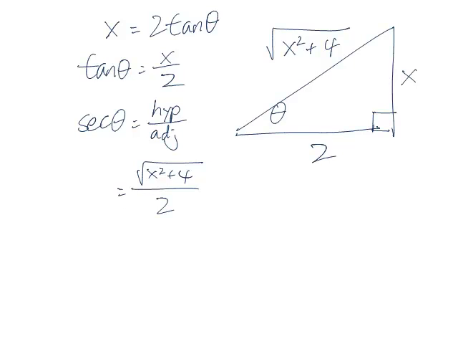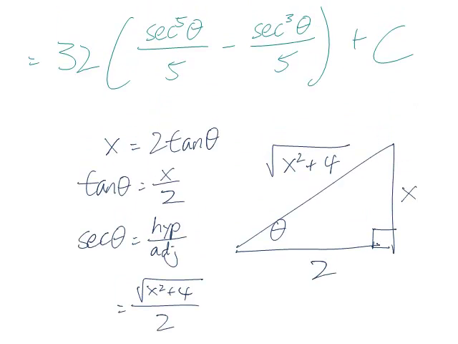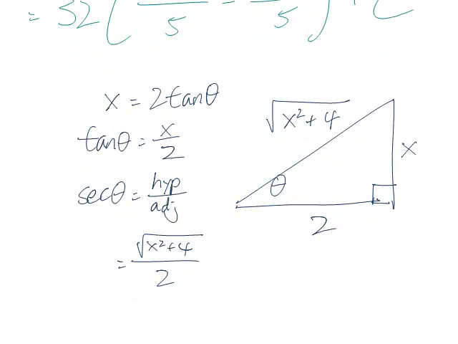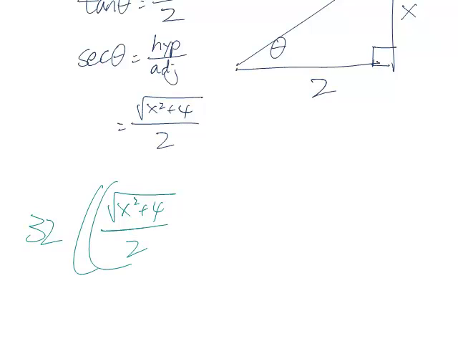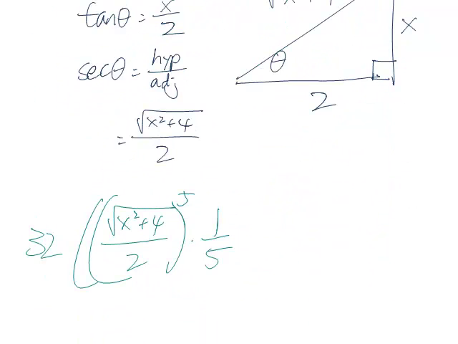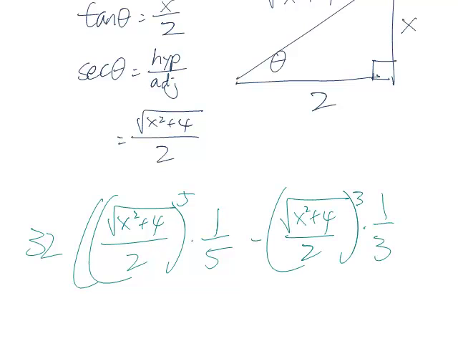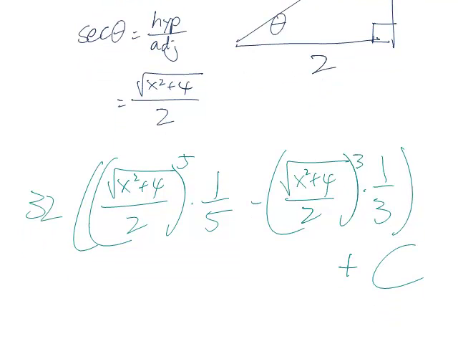Alright, we're finally ready to put everything together. Let's see. This is 32 times secant, that's root x squared plus 4 over 2, to the fifth, times 1 over 5. Is it minus or plus? Minus secant, root x squared plus 4 over 2, cubed, times 1/3, plus C. I kind of ran out of room, so I'll put it down here.